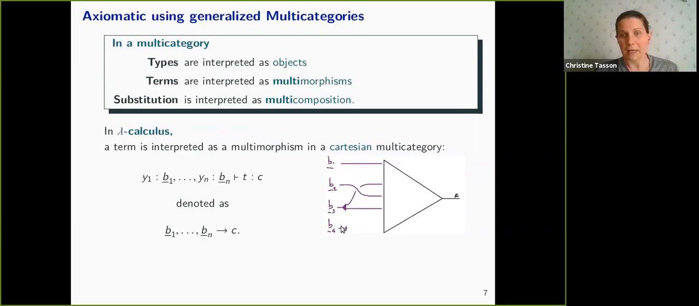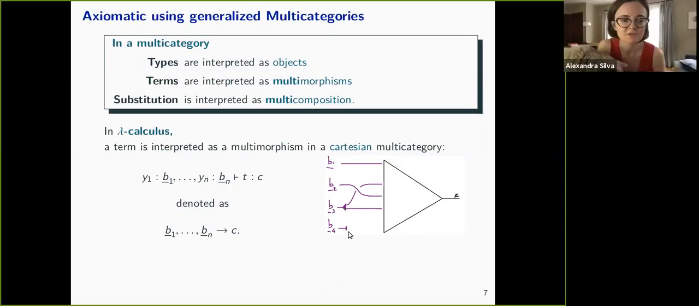For lambda calculus, it's about the same thing, but a term is interpreted as an operation in a Cartesian multicategory. That means that I have a sequence of inputs here. I still have the right to exchange the order of the inputs, but I also have operations to duplicate the inputs or to erase them.